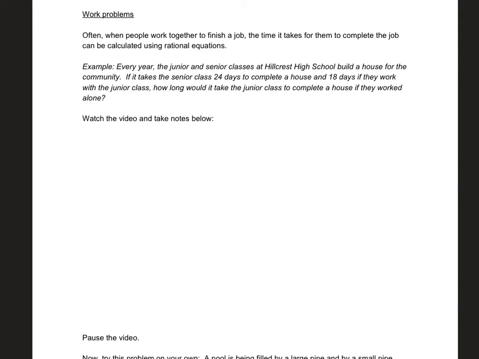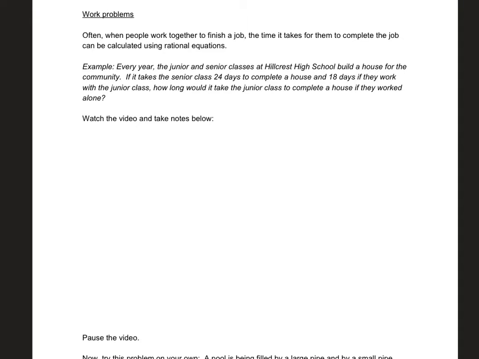All right, so the last type of problem we're going to need to know how to do with rational equations are work problems. Work problems are where you have multiple people working on the same task, and you know how long it would take them to work together and want to know how long it might take one of them to work alone, or you know how long it takes them to work alone and want to know how long it takes them to work together.